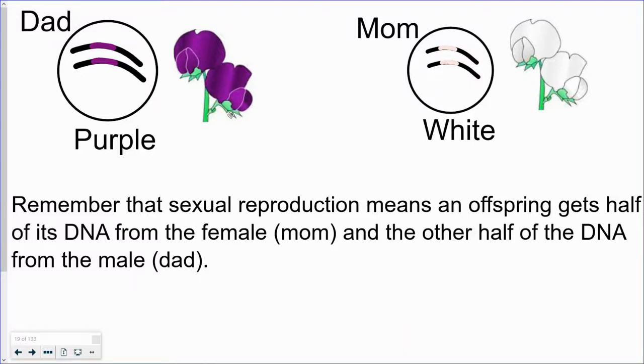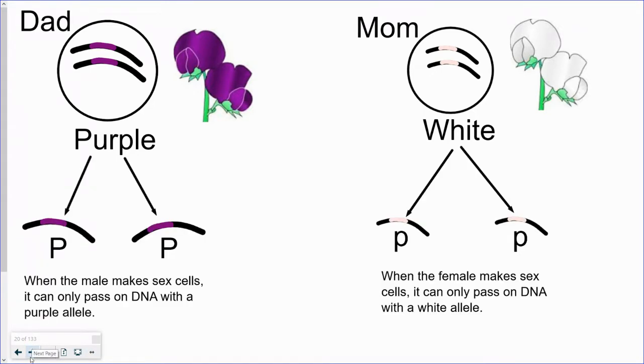So in the male part of the purple flower, the anther makes sex cells. Remember, they're called pollen. In the female white flower, the eggs are being made in the ovary. So when the male sex cells are made, they're either going to get a copy of this chromosome that happens to be purple, or this chromosome, which happens to be purple. So sex cells are either going to carry a copy of this one or a copy of this one.